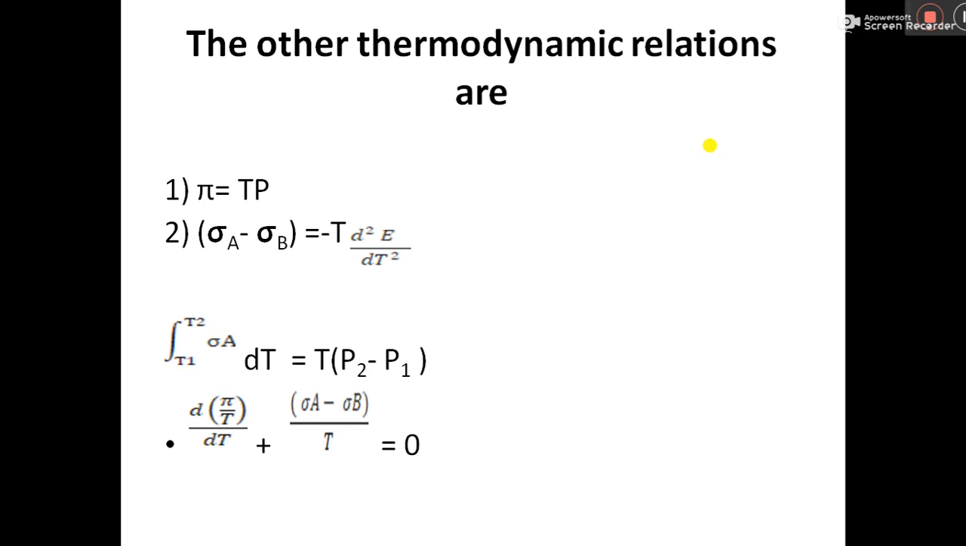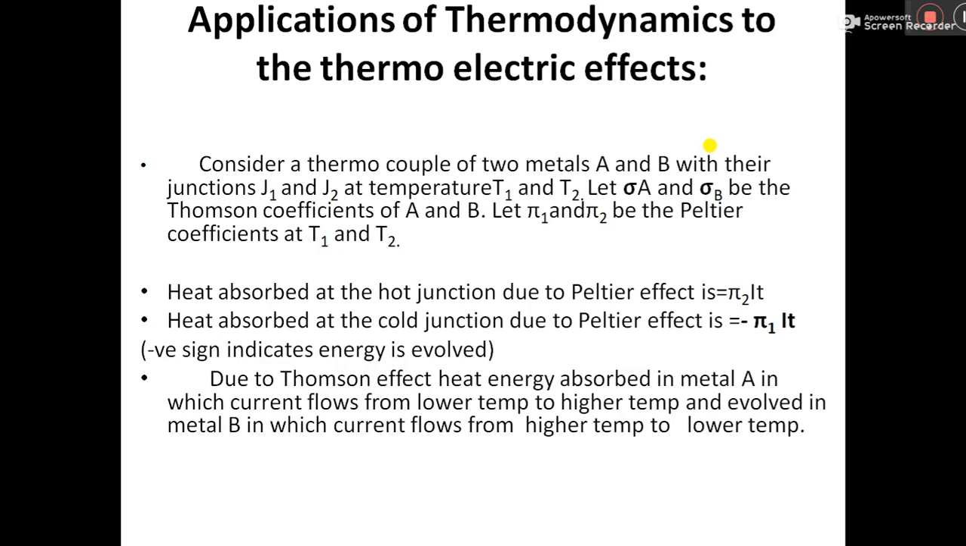The other thermodynamic relations are: pi is equals to T into P; sigma A minus sigma B is equals to minus T into d square E by dt square; third, integral T1 to T2 sigma A dt equals to T of P2 minus P1; and d by dt of pi of T plus sigma A minus sigma B divided by T equals to 0. First, we are going to deduce the relation pi is equals to T into P.